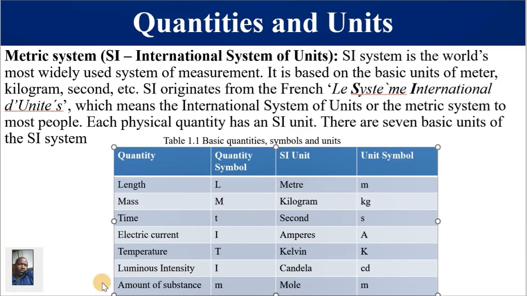Electric current, the symbol, please take note, is capital letter I, the unit is amperes, and the unit symbol is capital letter A. Temperature, please take note, the SI unit is Kelvin, not degrees Celsius, and the symbol for temperature is capital letter T. It is measured in Kelvins, capital letter K. That's the symbol for Kelvin.